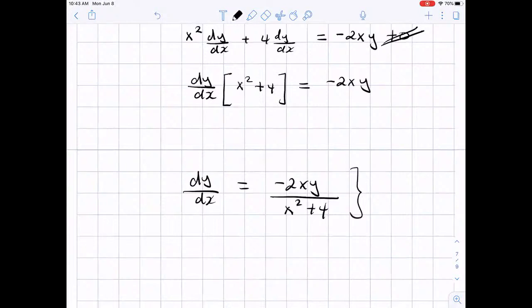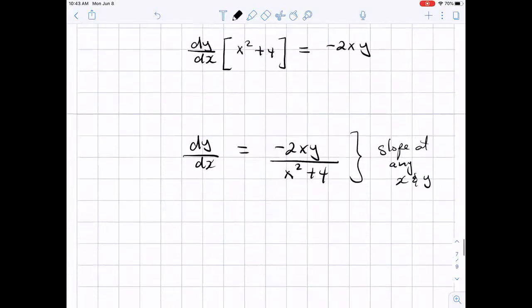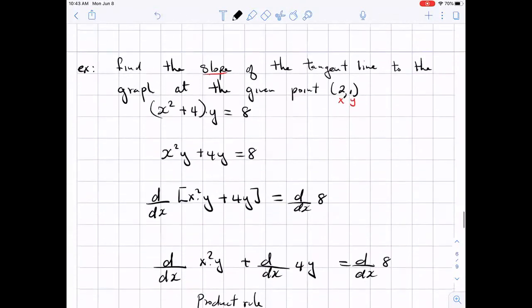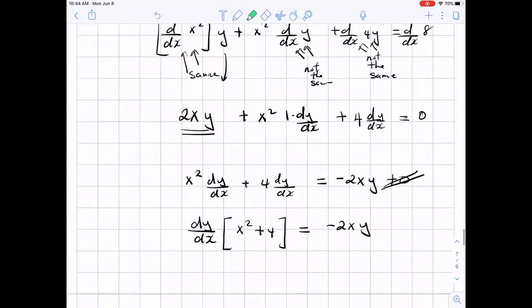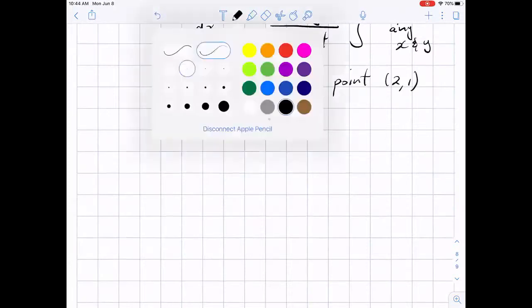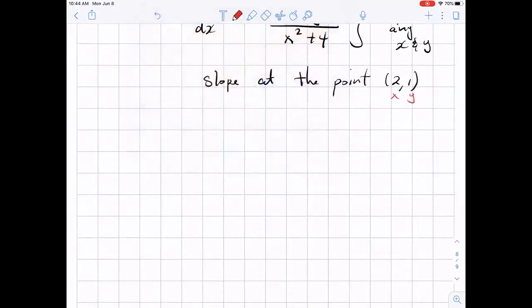So this is the slope at any x and y. Now, you wanted to find the slope at a specific point, okay? Your point given is (2, 1), right? This is your point here, (2, 1). So we want to find the slope at the point (2, 1). Keep in mind that this is x and this is y.